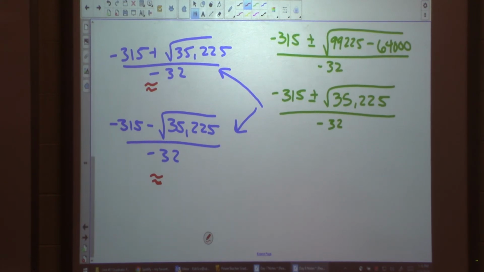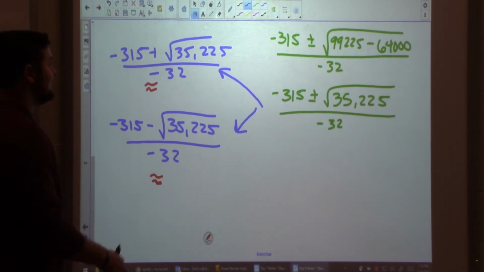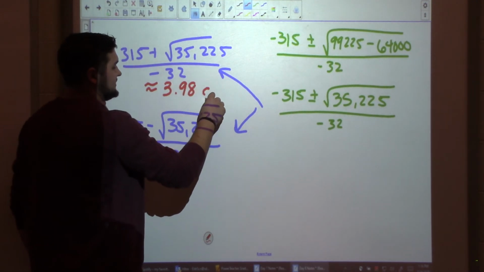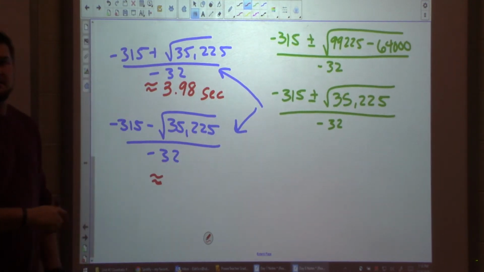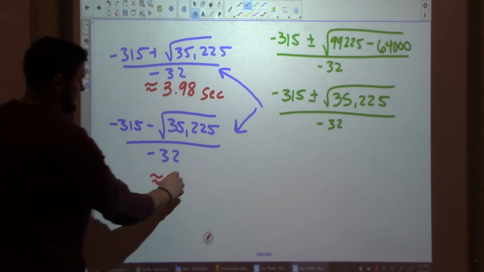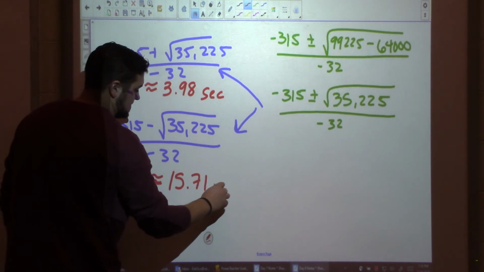Did we get an answer for either of them yet? Alvin, did you get one of them? The adding is 3.98. So 3.98 seconds. Okay. Natalie, did you get the other one by chance? Yes. I got 15.71. Okay, so 15.71 seconds.